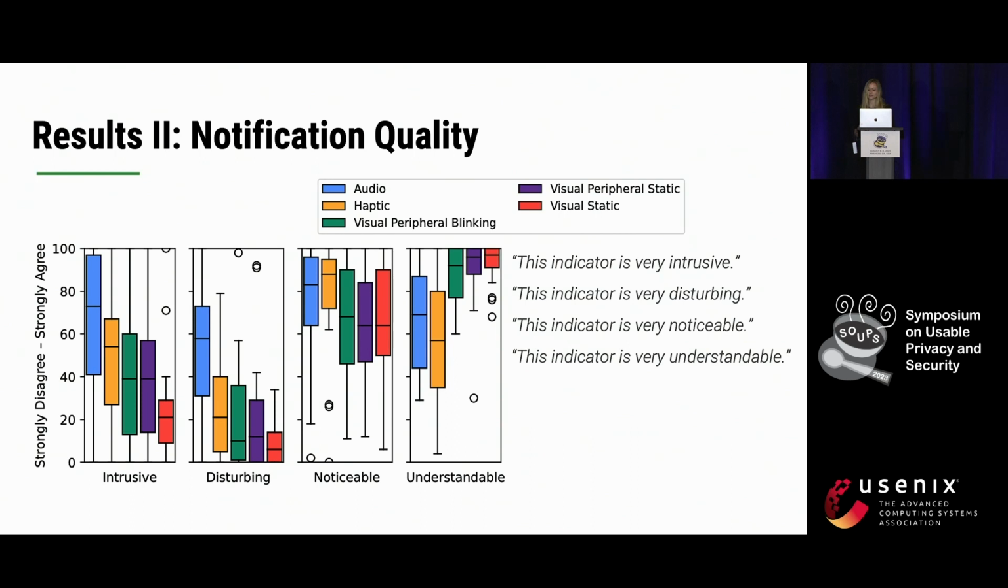And lastly, in terms of understandability, our participants found the audio indicator significantly less understandable than all visual indicators, and the haptic indicator significantly less understandable than the visual static, visual peripheral static, and audio indicator.